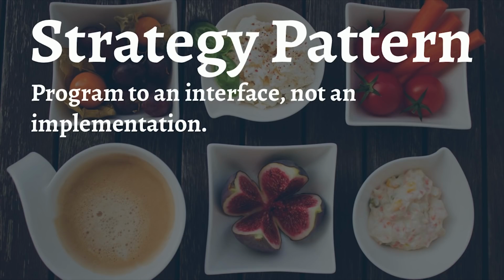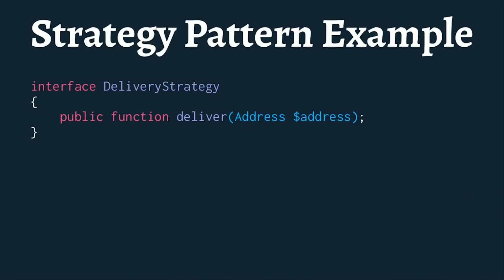So the strategy pattern is a perfect example of the open/closed principle. The interface is easy to extend or implement, and it's closed for modification because it's an interface. If you change an interface, the rest will break. The implementation needs to adhere to the contract of that interface. So let's look at an example. We first need to define an interface with the signature of the algorithm. In this case, it's just deliver with an address.